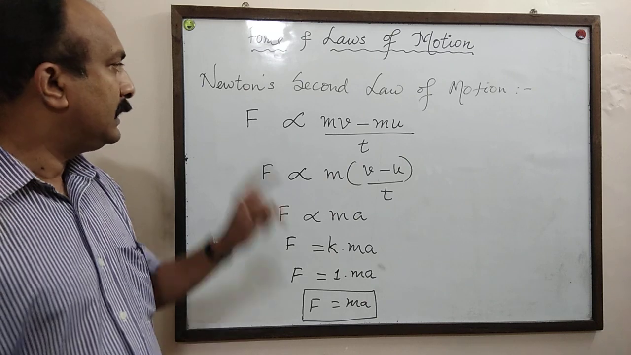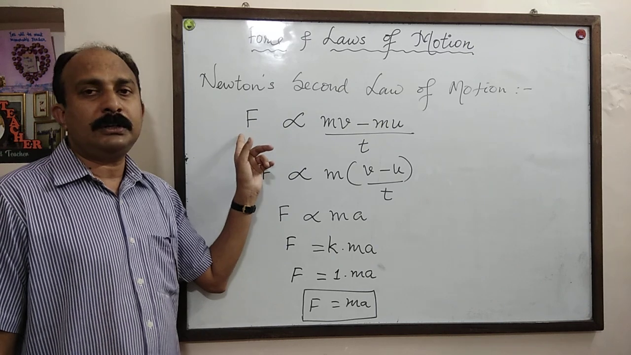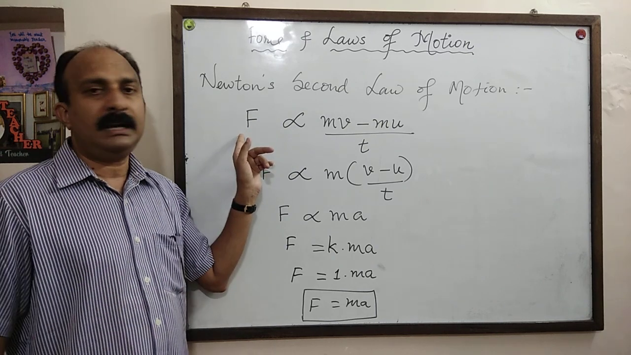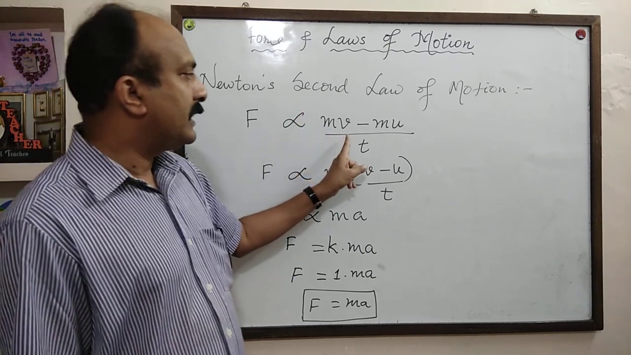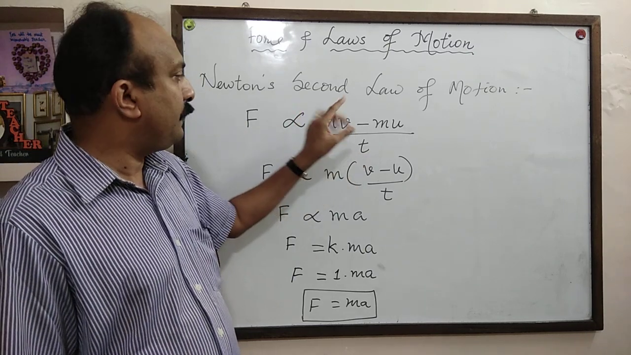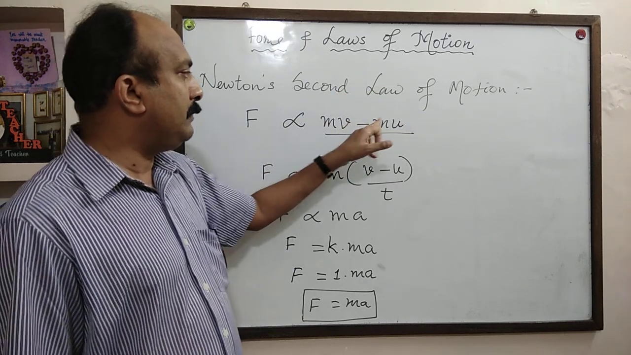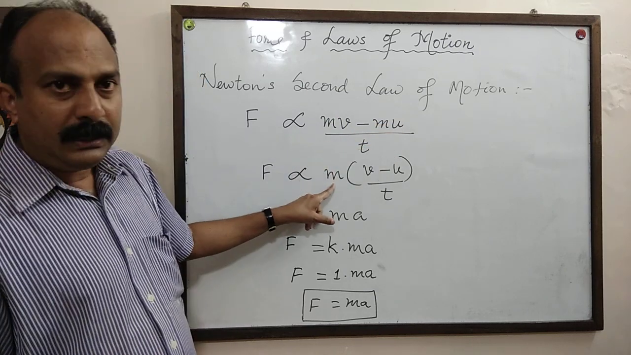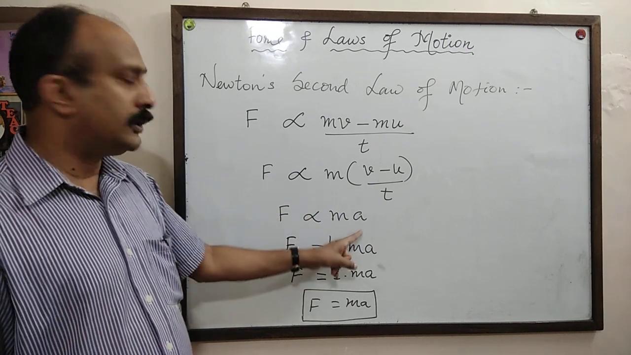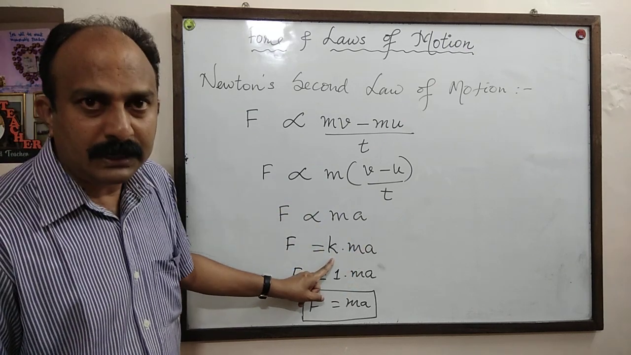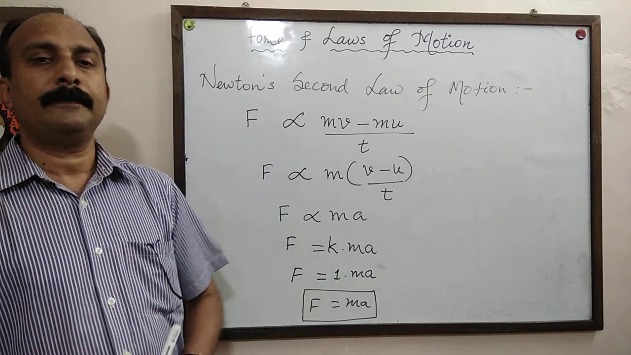What was the statement? The rate of change of momentum of a body is directly proportional to the amount of force exerted on it or applied on it. That is, F is proportional to rate of change of momentum, which means final momentum minus initial momentum upon time. That is mv minus mu upon t. Taken m common, (v minus u) upon t is called a. So F is proportional to ma. K is the constant of proportionality. SI unit of k is 1. So F is equal to ma.